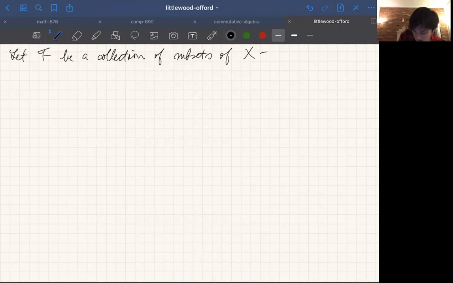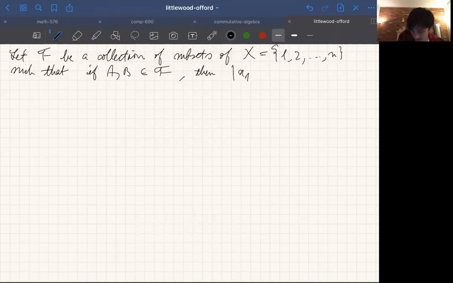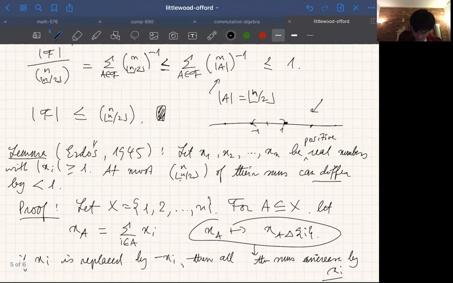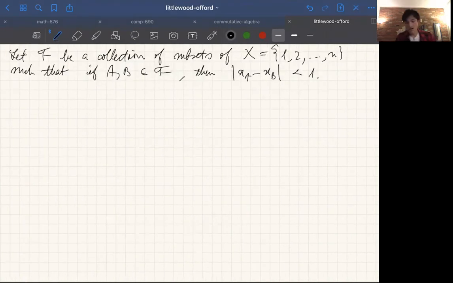of x, with x's 1 through n, such that if A and B are in F, then xa minus xb is less than 1. I'm using this letter F, so this suggests that this might be an anti-chain, and that is actually, in fact, the case. So why is this an anti-chain?